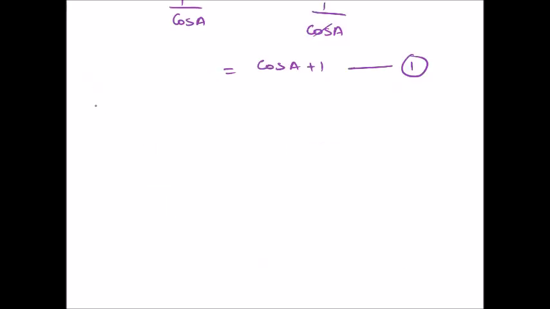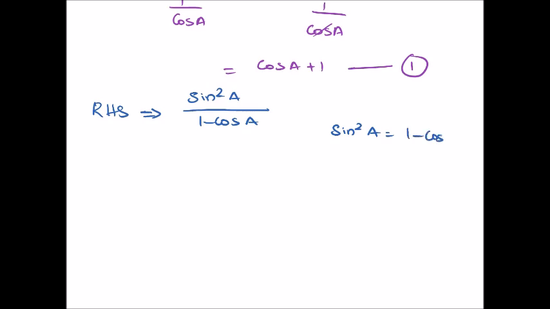Now simplify the right hand side. RHS is equal to sin square A divided by 1 minus cos A. We know that sin square A is equal to 1 minus cos square A. Substitute this. That implies (1 minus cos square A) divided by (1 minus cos A).